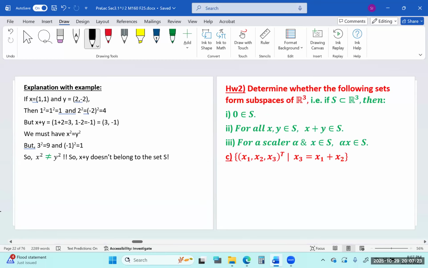How about the next one? The next one is an interesting one. It says you have 3 elements, so you are now in 3D space. Your vector has 3 elements. The sum of the first 2 elements gives you the third element. Is this a subspace of R3?